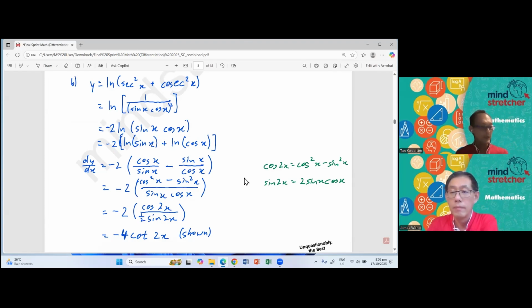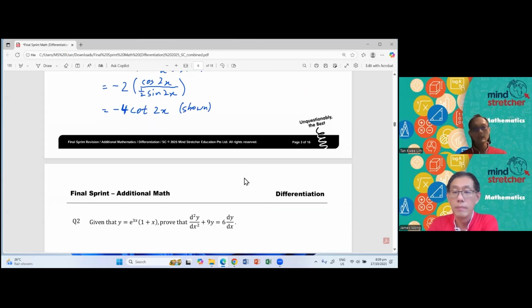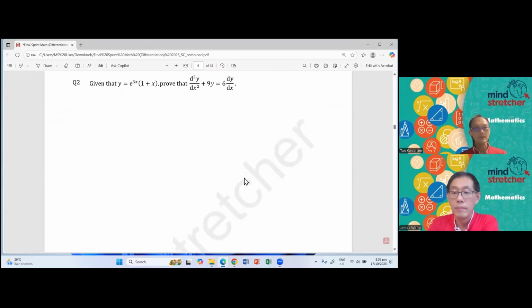Okay, so let's move on to the next question. This next question is on exponentials. Given that y equals e to the power of 3x multiplied by (1 plus x), you are to prove that the second derivative, d2y over dx squared, plus 9y equals 6 times dy over dx.